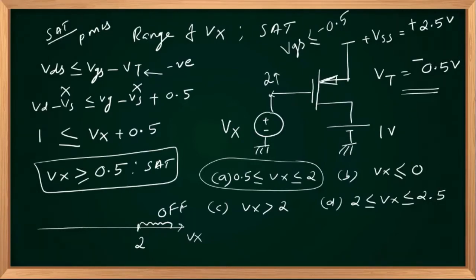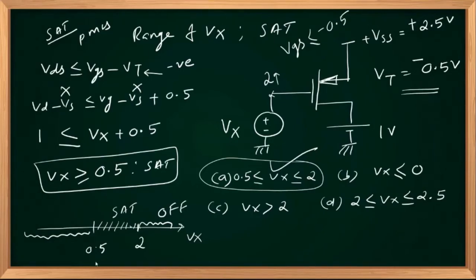And for saturation, your condition is Vx should be greater than 0.5. So Vx greater than 0.5 up to 2 volts, it will be in saturation because up to 2 it is in on state. Greater than 0.5 is the required condition for saturation. So 0.5 to 2 it is in saturation. That's why you're getting upper limit 2. So option A is the right choice as you said. And what about a point less than positive 0.5?